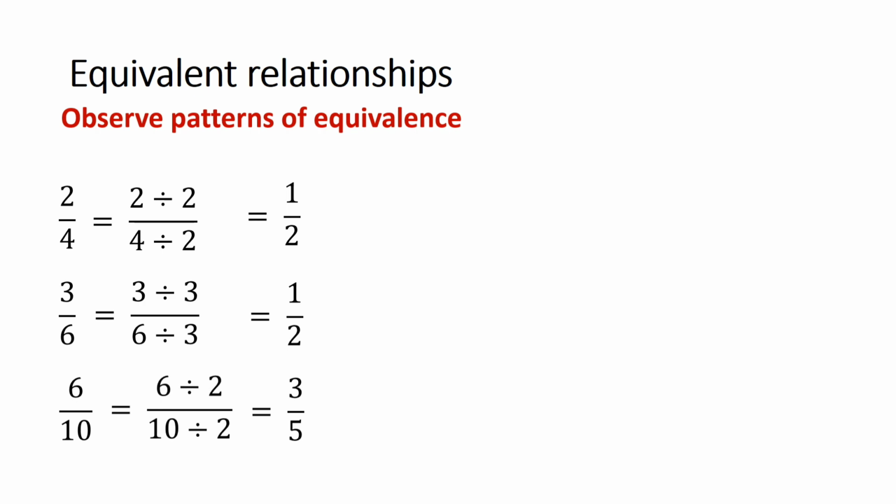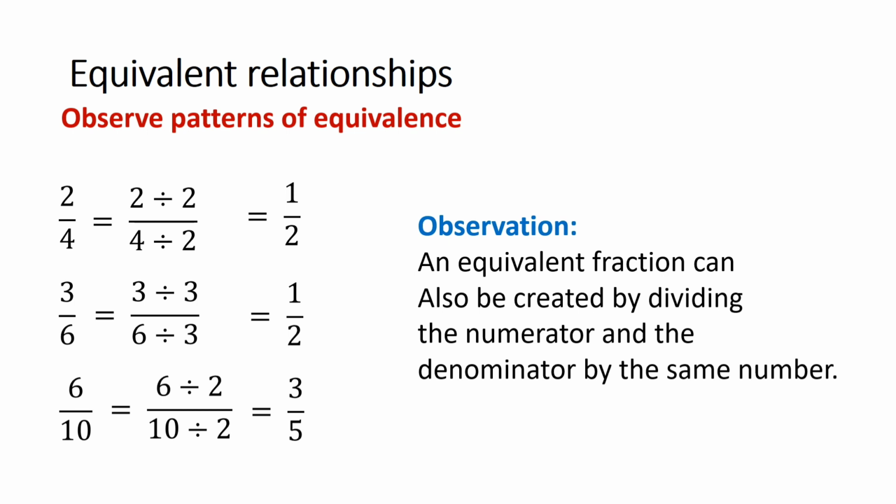The students, through observation, would observe that in every instance, to get the equivalent, you had to divide both the numerator and the denominator by the same number. This, therefore, will be the algorithm for creating equivalence. So, in fact, students will be exposed to two abstract ways of creating equivalence. This particular way is called reduction.